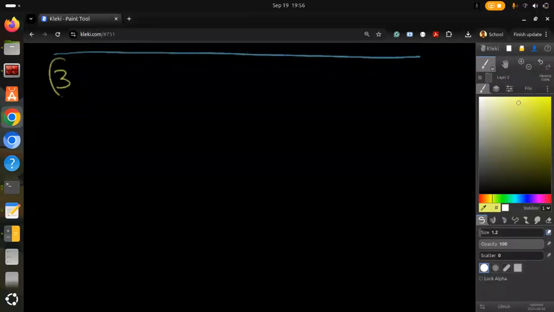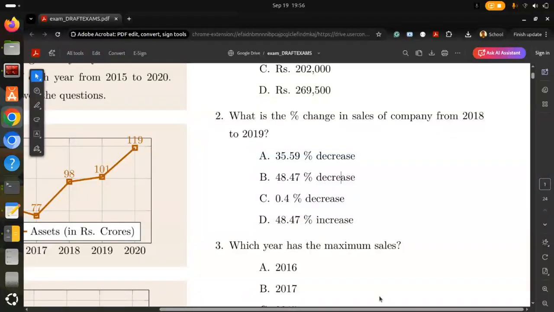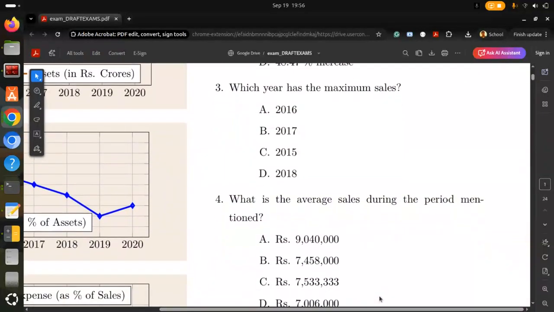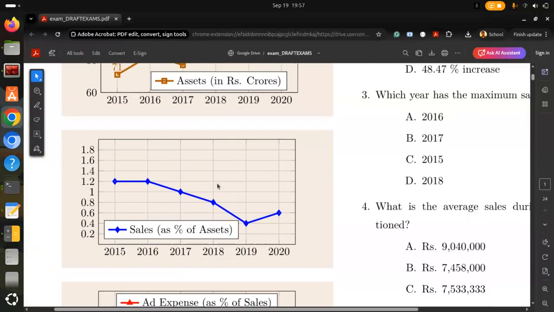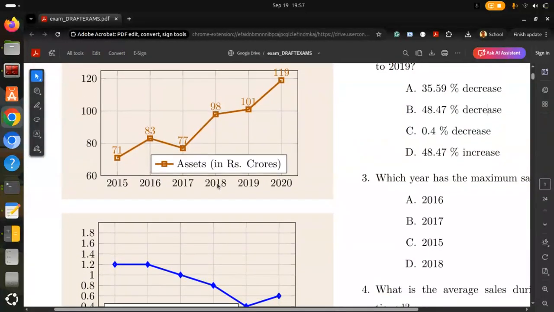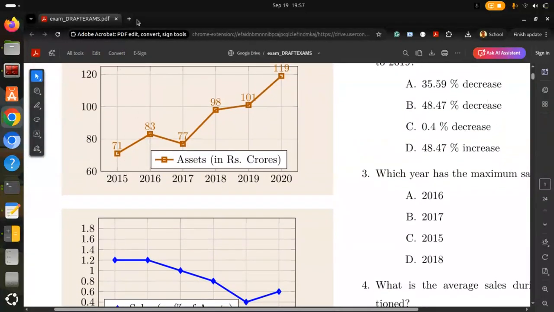So what is the third question? Again, you can pause your video and try to find it. Which year has the maximum sales? 2016, 2017, 2015, or 2018. I think I need to now find the sales in all the years. Instead of doing calculator multiplication, I prefer to do Excel multiplication.